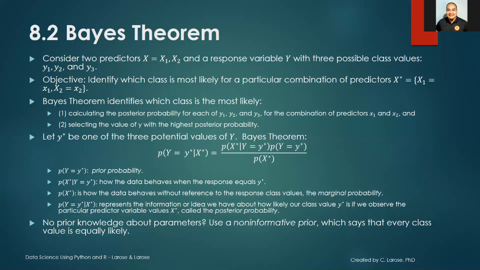What if we have no prior knowledge about the parameters? In this case, you can use a non-informative prior which says that every class value is equally likely. By using the non-informative prior, your posterior probabilities are based solely on the data.